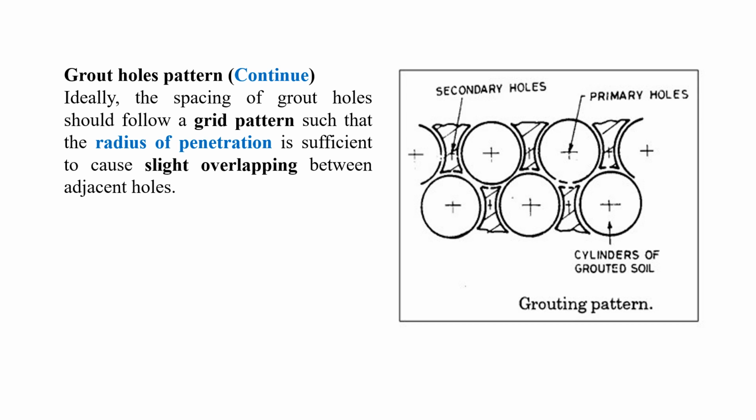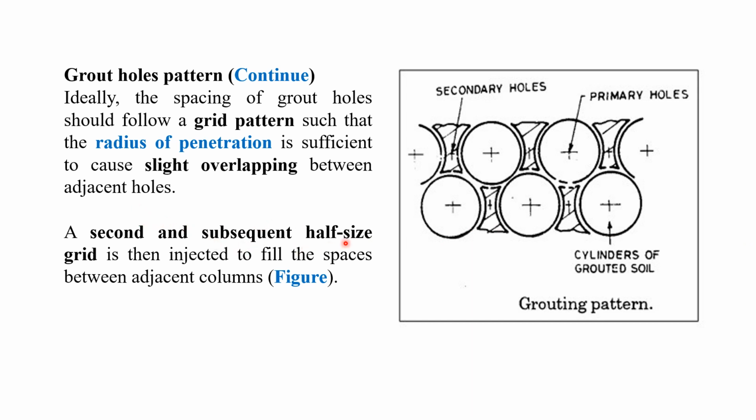So under the heading grout hole pattern, ideally the spacing of grout holes should follow a grid pattern such that the radius of penetration is sufficient to cause slight overlapping between the adjacent holes. Whenever we are going for the grouting, we have to make holes in such a way that after the grouting the grout should overlap each other, right? Slight overlapping should be there.